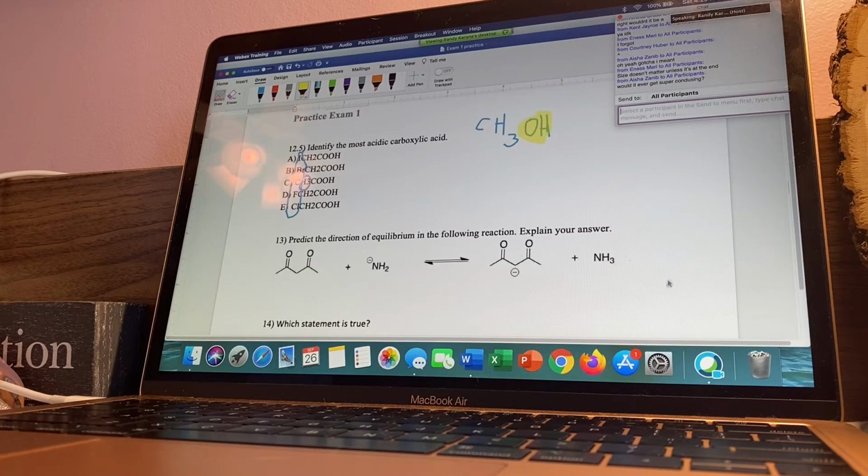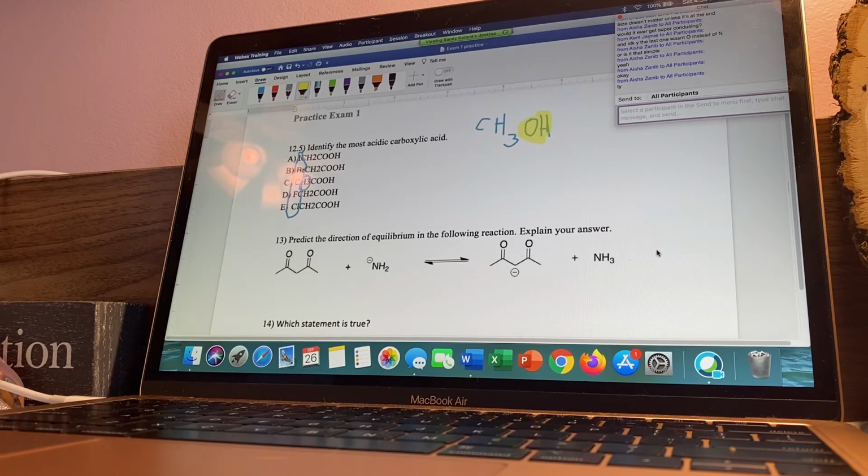Oh, did you mean something else? Would it ever get confusing? Do you mean with more than one thing being acidic? It can, but don't worry about that for this test. Pretty much you would use the same logic. You would think, okay, if I have an NH3 or an NH2 group and an OH group, then the OH group is going to get deprotonated first because it's more acidic.